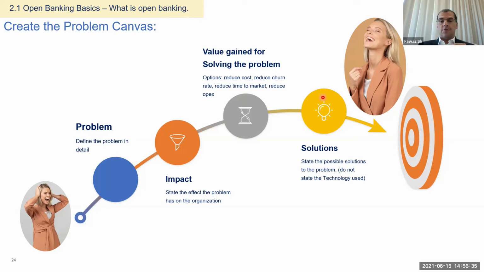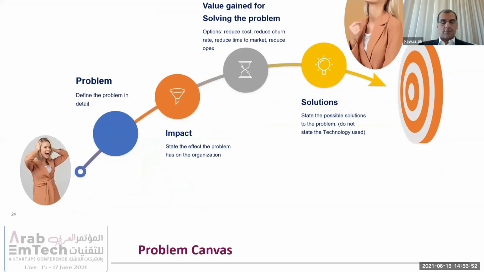And then the last column is the solution. What is the optimum solution to solve that specific problem, right? You don't talk about the technology at this point. You don't talk about the how. You just look, the most optimum solution to solve this problem is the following. You just put 3-4 lines. Let's take an example of how this works.